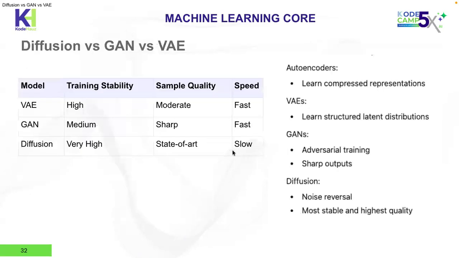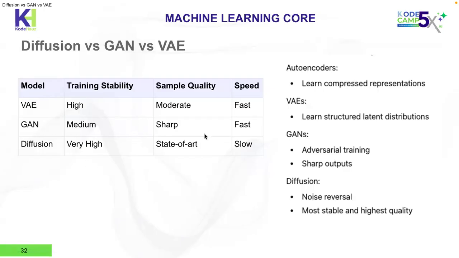Okay, so at the end of the day, we can compare these different methods. Variational autoencoders have high stability in training. Sample quality is moderate. Speed is fast. GANs training stability is medium. Sample quality is sharp. Speed is also fast. Diffusion models training stability is very high.